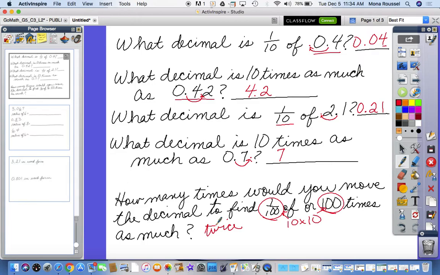That's just a little extra tidbit there. That's not on your worksheet, but it's just a little piece of extra information that we went over in class.